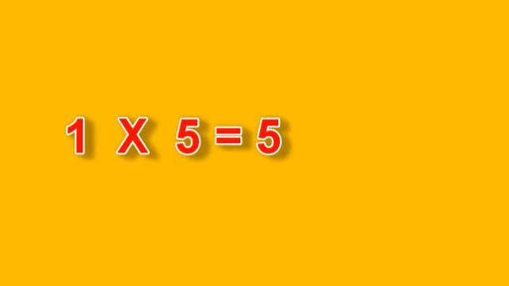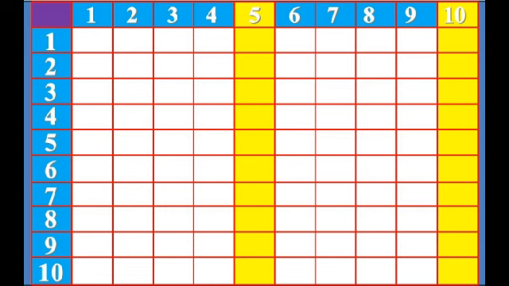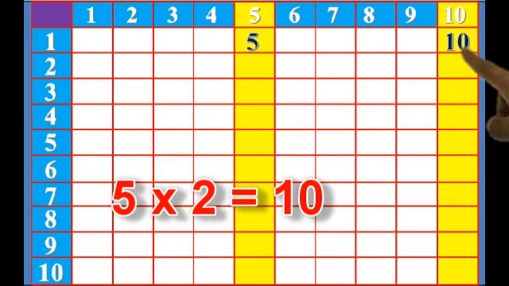1 times 5 is equal to 5, and 5 times 2 is equal to 10. Let's do it in our multiplication table. 1 times 5 is equal to 5. 5 times 2 is equal to 10.